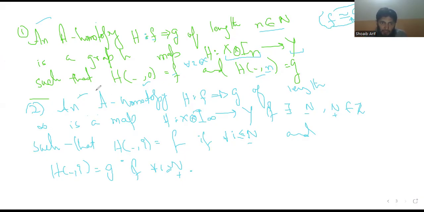So this is another definition. A homotopy between f and g, H from f to g of length infinity. This is an infinite length graph map. Let's define it. H from X box product with I_infinity to Y, if there exist two integers n minus and n plus belonging to the integers such that H(x, i) equals f for all i less than n minus, and H(x, i) equals g for all i greater than or equal to n plus.